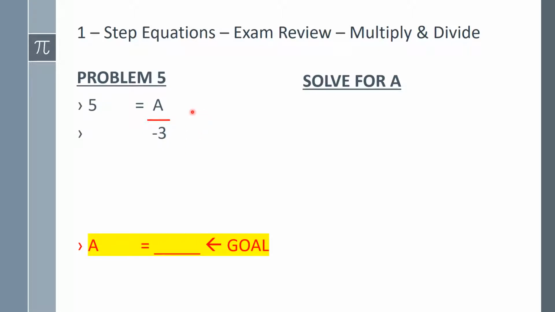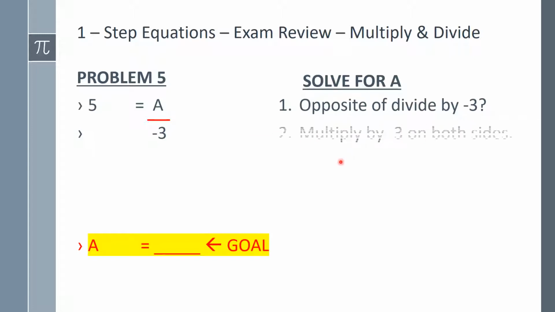So I ask myself, how do I get rid of divided by negative 3? Or what is the opposite of divided by negative 3? Well, the opposite of division is multiplication. So to get rid of the divide, I will multiply both sides by negative 3 because I want that negative 3 to go away. So here's my negative 3's being multiplied on both sides of the equal sign.